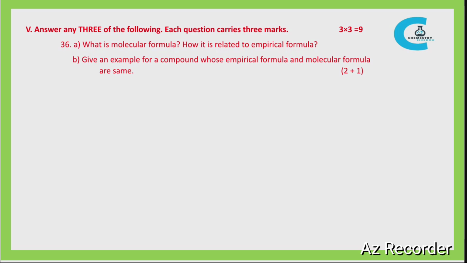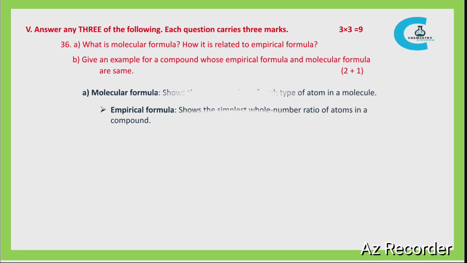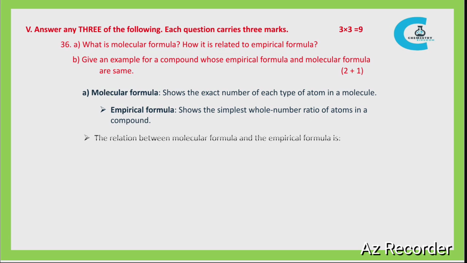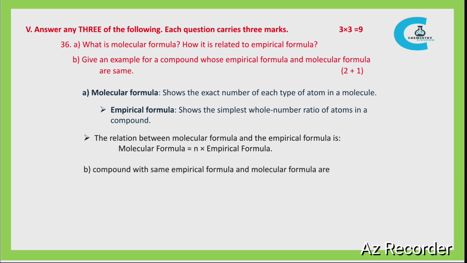Next 3-mark question from physical chemistry. Empirical formula they are asking. Give an example of a compound whose empirical formula and molecular formula are the same. Important question. See here, molecular formula gives the exact number of each type of atoms. Empirical formula is the simplest whole number ratio of atoms. The relation between molecular formula and empirical formula is: molecular formula is equal to n times empirical formula, where n is molecular weight divided by empirical formula weight. Compounds with the same molecular and empirical formula are formaldehyde, methane, sucrose.